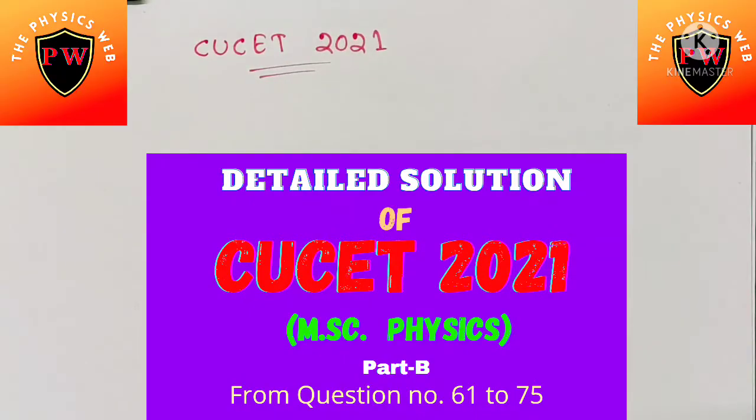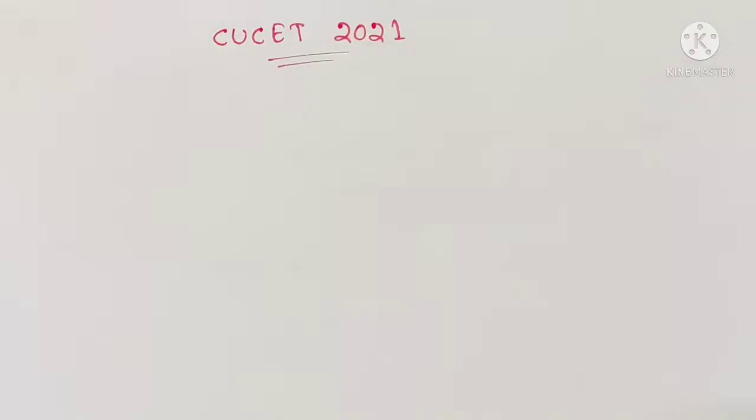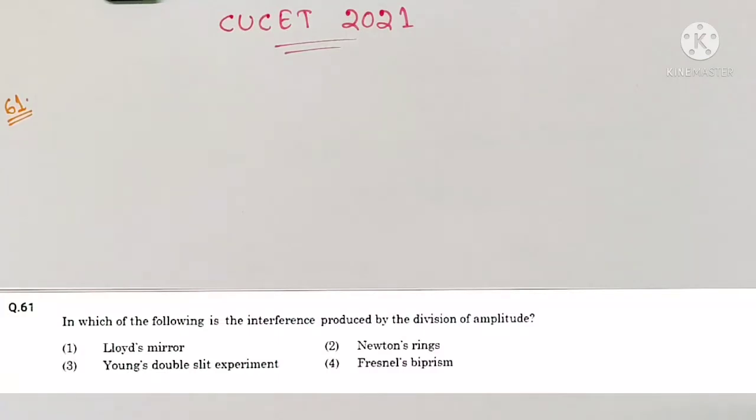Let's start our discussion and solve the question paper of CUCET 2021. In the previous videos, we have solved up to question number 60. So in this video, we will start from question number 61. Question number 61. In which of the following is the interference produced by the division of amplitude?